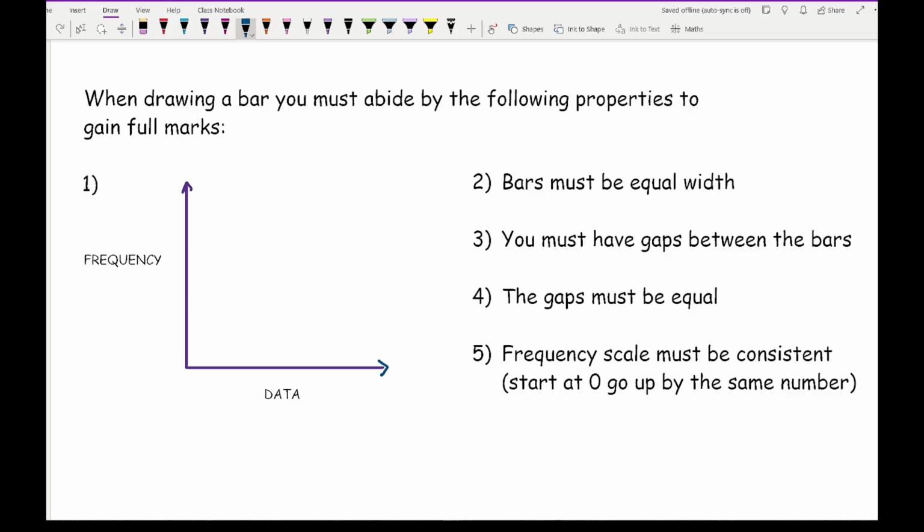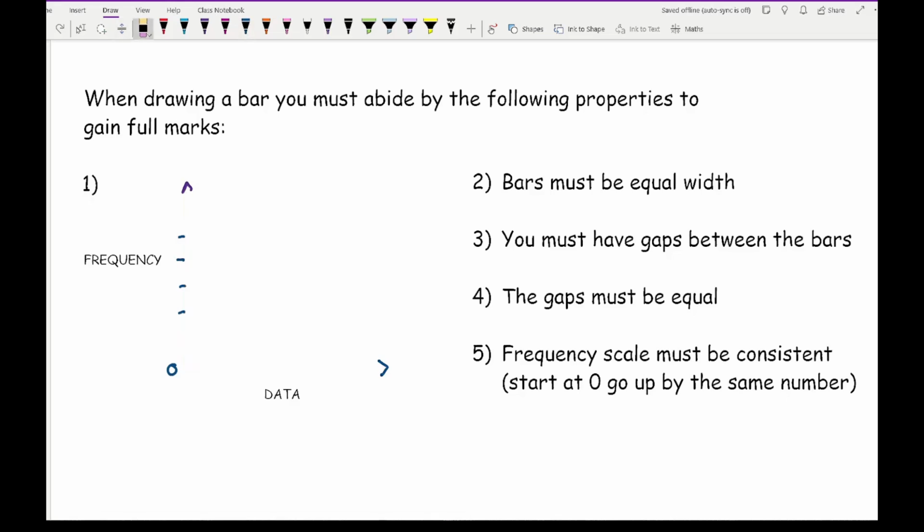Now, the second thing is that the bars that you draw must be equal width. You must also have gaps between the bars. The gaps must be equal distance apart, and the frequency scale must be consistent. In other words, it starts at 0 and it goes up by the same amount. And you want to make sure that the distance there is going to be the same.